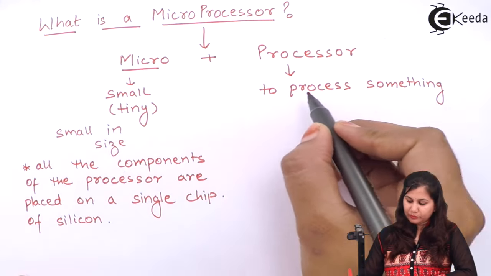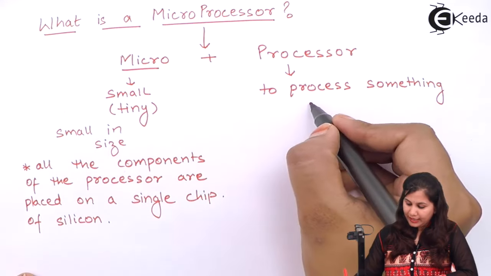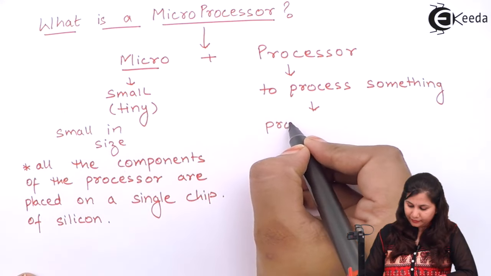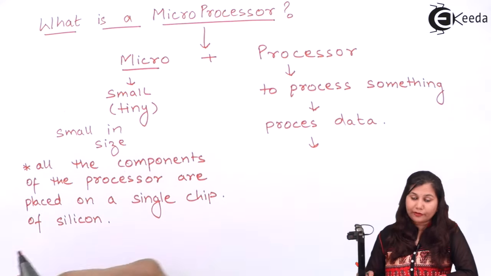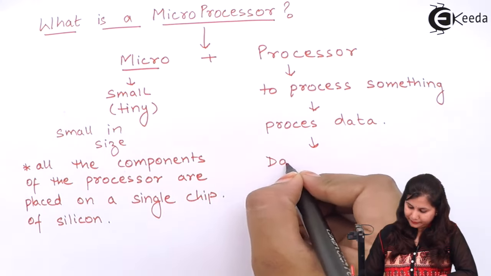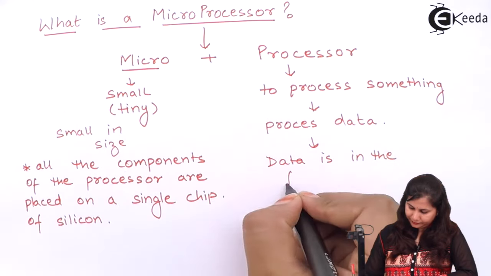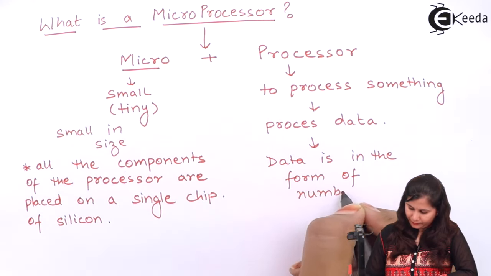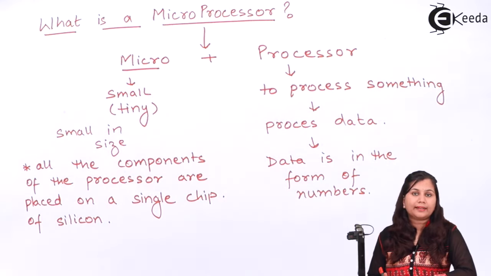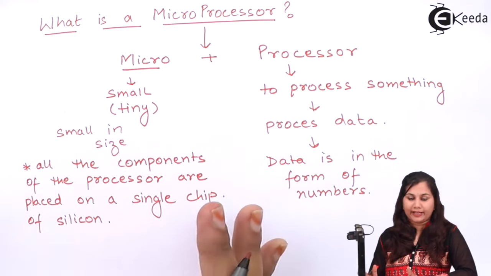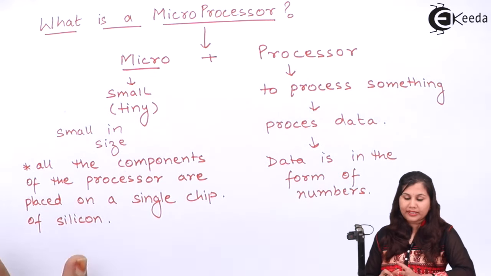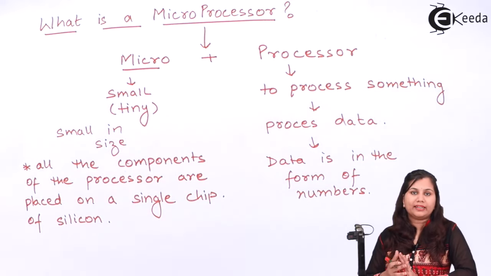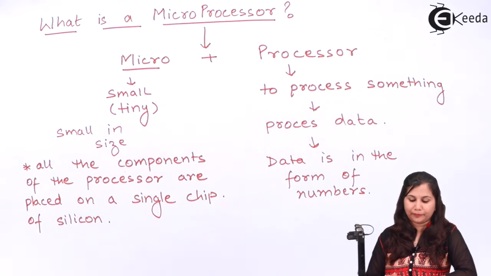Now a processor processes something, and here it processes data, and data is in the form of numbers. So we can say that a microprocessor is a device which is very small in size and is processing data in the form of numbers. So this is a simplified or basic definition of a microprocessor.